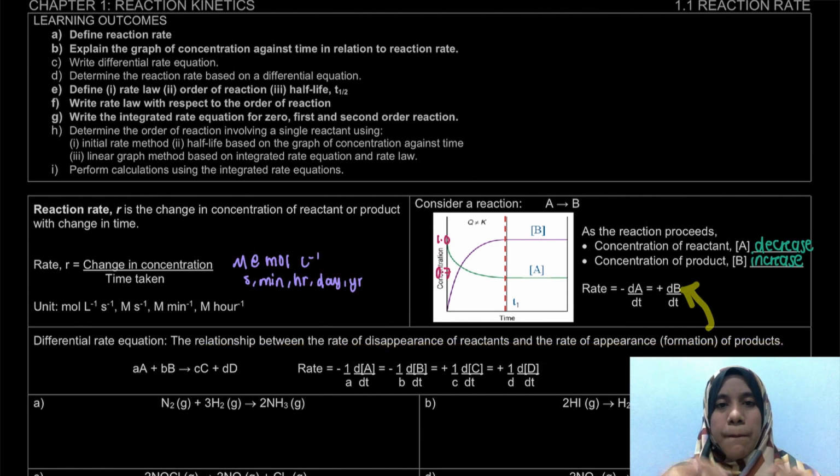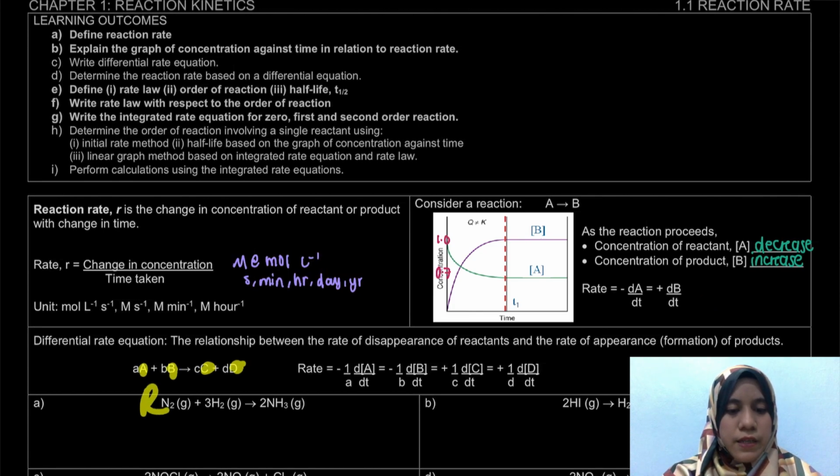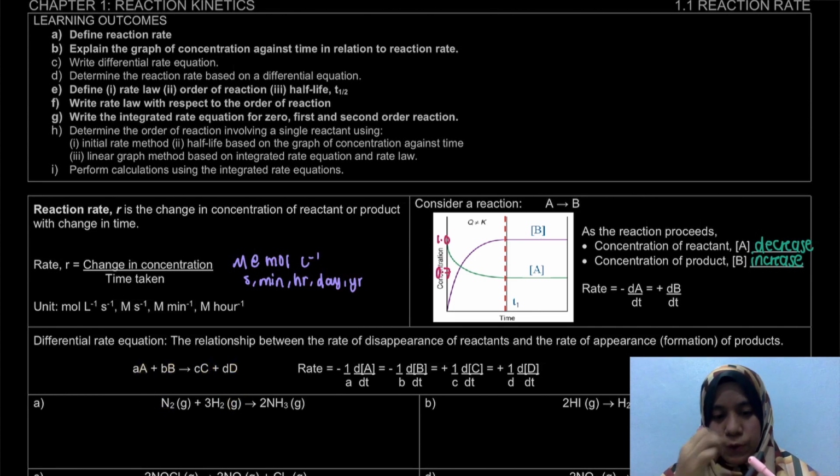Okay, but we're just going to apply that knowledge again. We will look at a certain equation: how to write down the differential rate equation based on a given equation. So for example here, we have A and B as our reactants, C and D as our products. Okay, so how are we going to write down the differential rate equation?